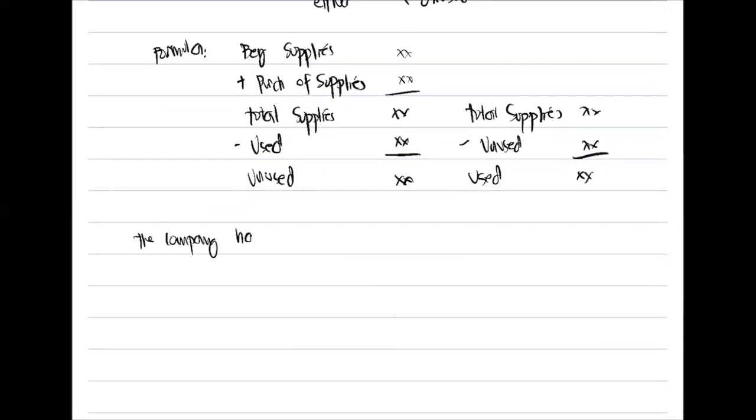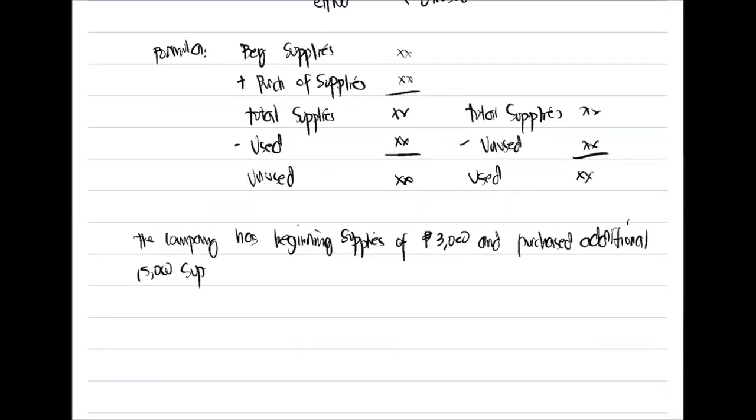The company has beginning supplies of 3,000 and purchase additional 15,000 supplies during the period. Okay, so the company has beginning supplies of 3,000 and purchase additional 15,000 supplies during the period.